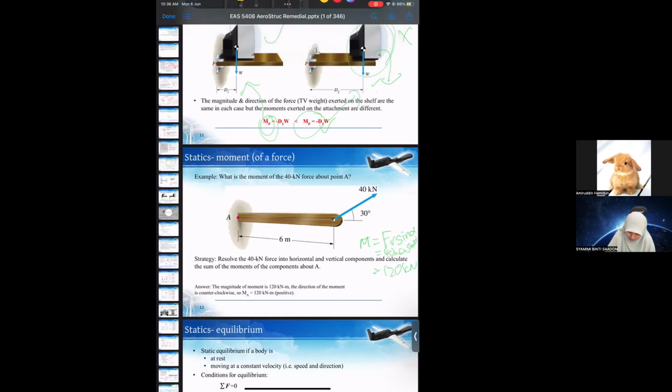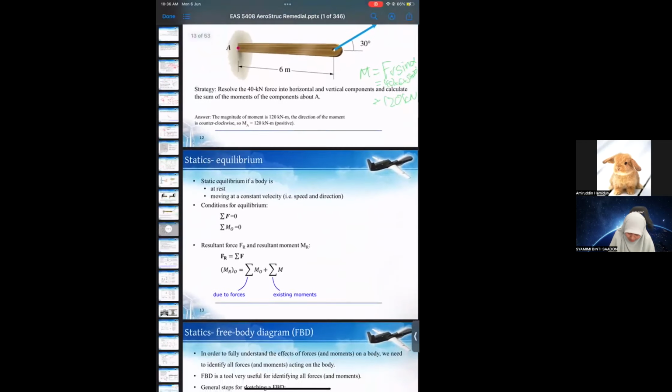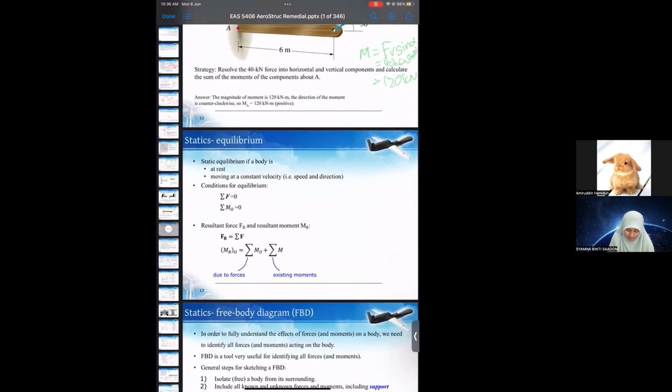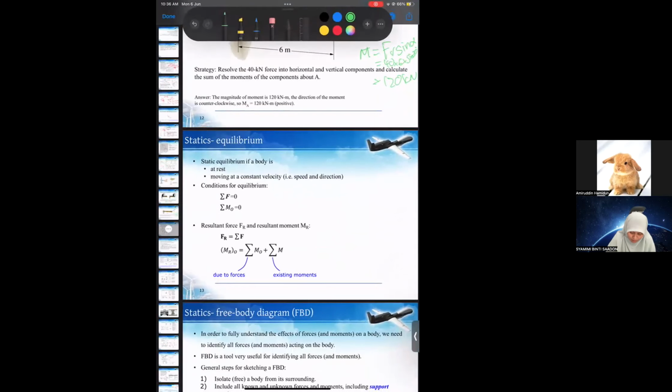Next, static equilibrium. A body is in static equilibrium if it is at rest or moving at constant velocity. If we have these two conditions, at rest and moving at constant velocity, the sum of the force and the sum of the moment will become zero. So what are the conditions for equilibrium? The sum of the force equals zero and the sum of the moment equals zero.